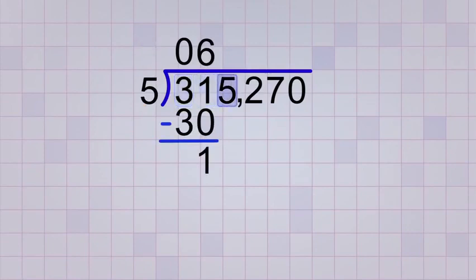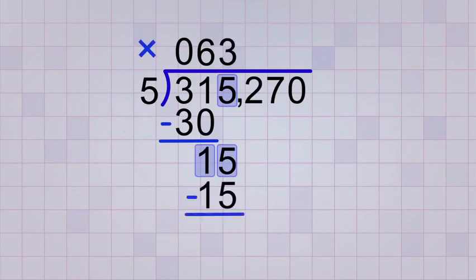Now on to the third digit. We bring a copy of it down to join with the remainder. And we ask how many times will 5 divide into 15? 3. 3 times 5 is 15. And 15 minus 15 is 0. On to the next digit. Now even though our previous remainder was 0, we still bring down a copy of the next digit.